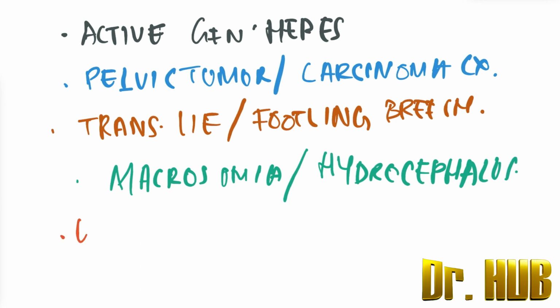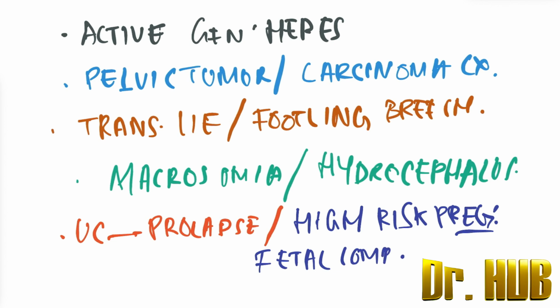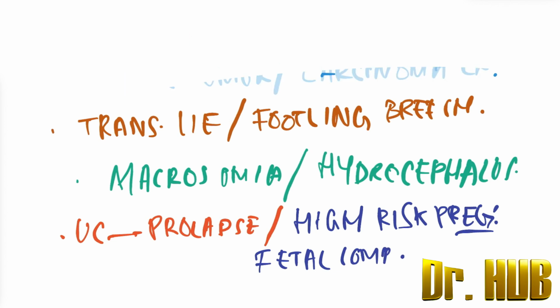Next is in terms of the umbilical cord prolapse, and also in terms of the high risk pregnancy with the fetal compromise. So the high risk pregnancy is in terms of the fetal compromise. Then comes the previous classical cesarean or the hysterectomy.